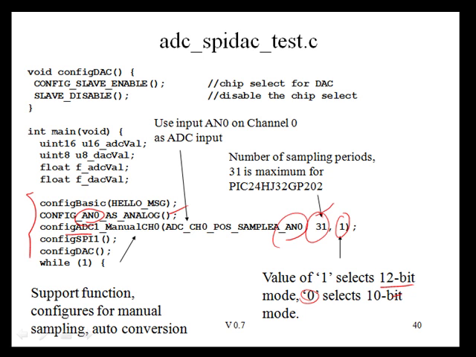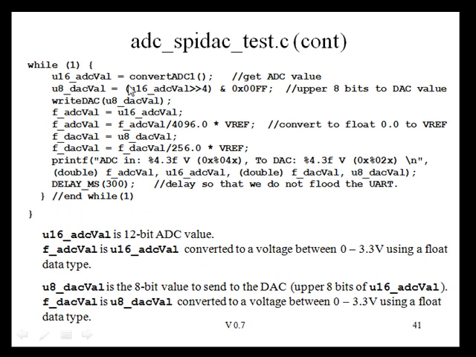In order to configure the DAC, we first configure the SPI interface. Then we call the config DAC function, which basically all it does is configure the parallel I/O pin that we're using for the chip select line. So this configures it as an output, and then slave disable will set it to a high, which will disable the DAC. At that point, we're going to a loop, and we're first going to read the ADC value.